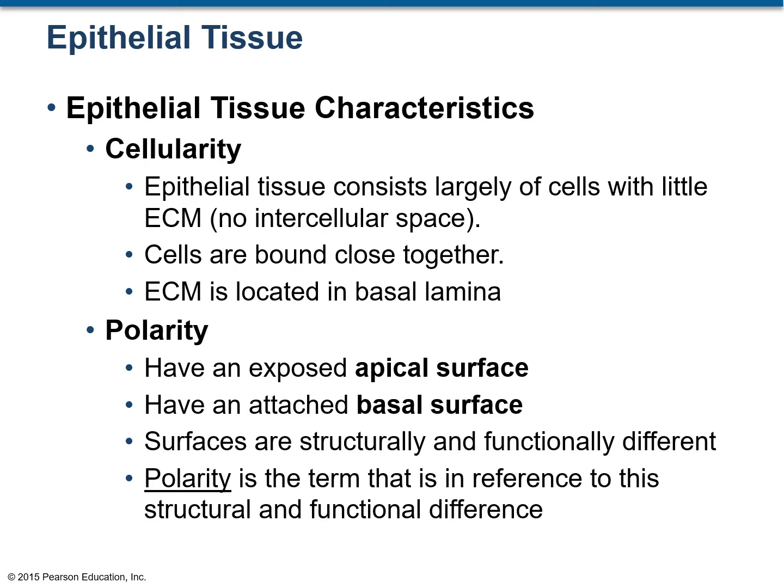The second feature is polarity. Polarity means when there is structural and functional difference between the two ends or the two surfaces of the cell. So epithelial tissues have one surface that is unattached or free, that is known as apical surface, and the other surface is attached onto the foundation. The foundation is the basal lamina, and that surface is the basal surface. And these two surfaces are actually very different from each other, both structurally and functionally.